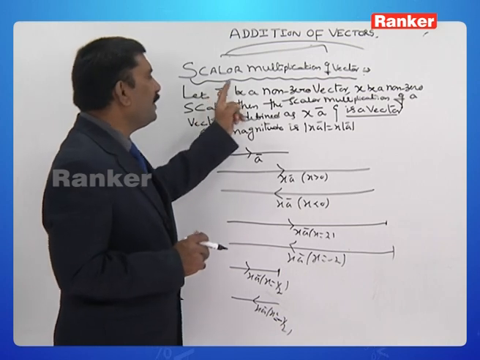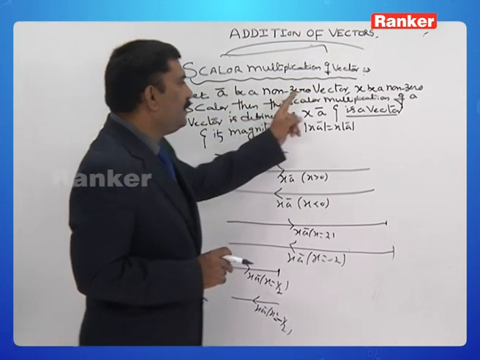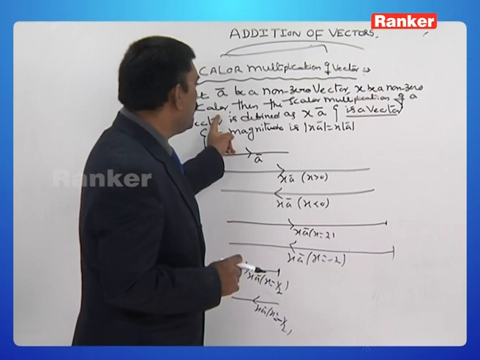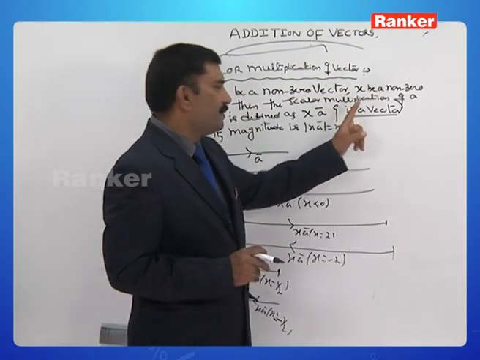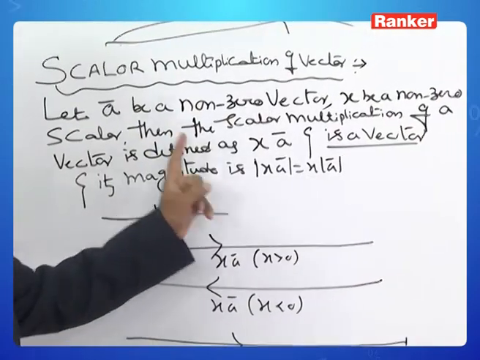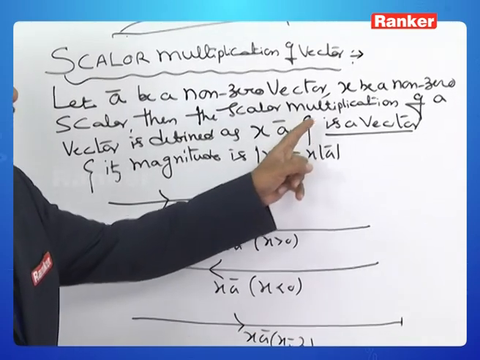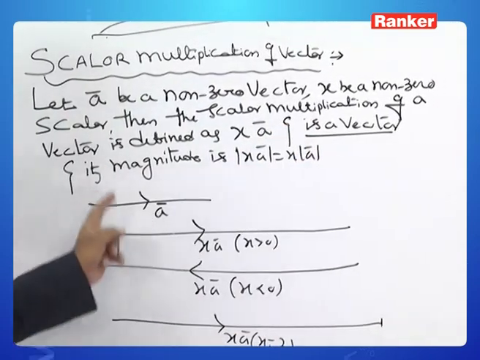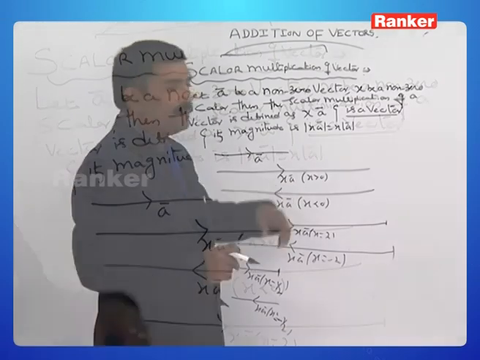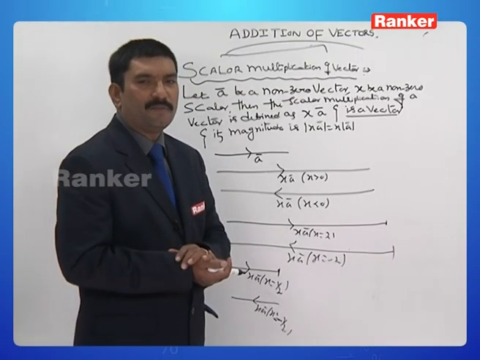Let a bar be a non-zero vector and x be a non-zero scalar. Then the scalar multiplication of a vector is defined as xa bar. So therefore, xa bar is a vector quantity, and its magnitude is the modulus of xa bar, that is x into mod a bar.